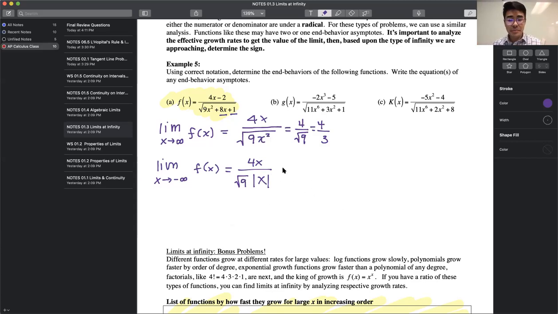So at negative infinity, the top is going to be negative, right? Because we have 4 times a really, really large negative number. Let's just type in 1,000 as a placeholder. And then on the bottom, it's going to be root 9 times 1,000, essentially, right? So then overall, it's going to be -4/3.